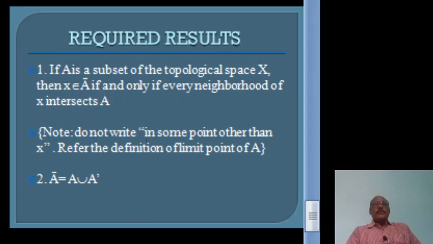So this is the necessary and sufficient condition for x to belong to A bar. Another result is, if you find A dash, then the union of A and A dash coincides with A bar. This is another method of finding the closure of a set. To find the closure of the set, we find the set of all limit points, then we adjoin all the limit points to A. The resulting set is the closure of the set.